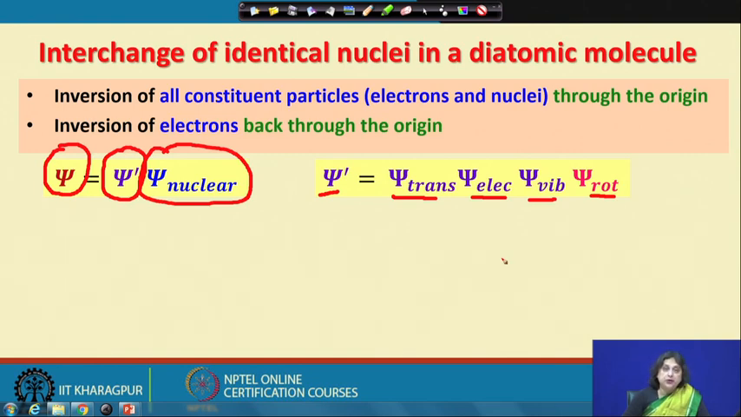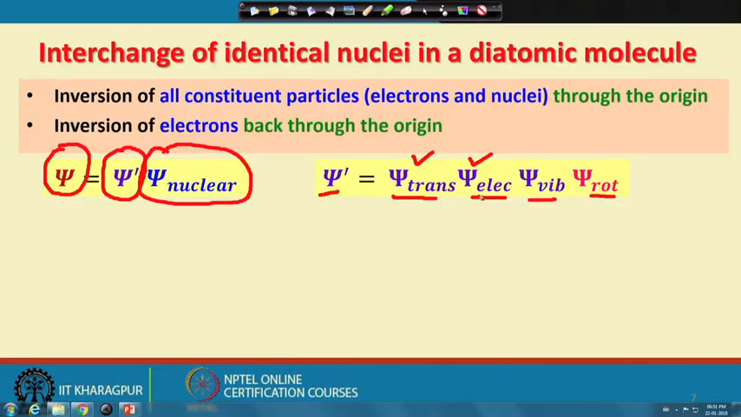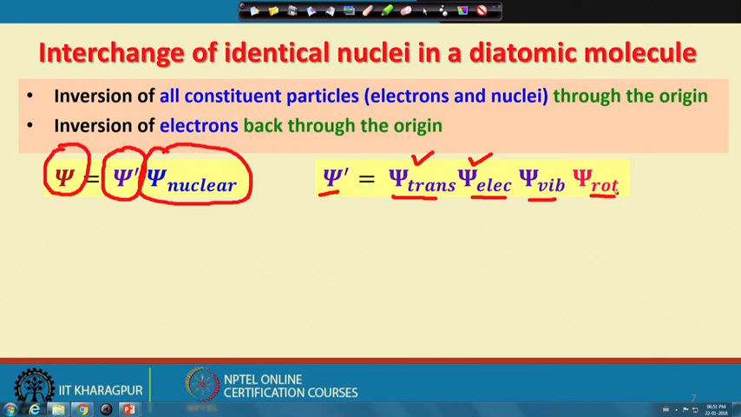So, under the approximation of rigid rotor simple harmonic oscillator, I can write down that psi prime is a product of these individual wave functions: psi trans corresponding to the translational motion of the center of mass of the molecule on the whole, psi electronic corresponding to the solution of the electronic energy eigenstates for the molecule that we have at hand, psi vibration corresponding to the vibrational fine structure associated with this diatomic molecule, and finally psi rot corresponding to the rotation of the molecule like a rigid rotor.